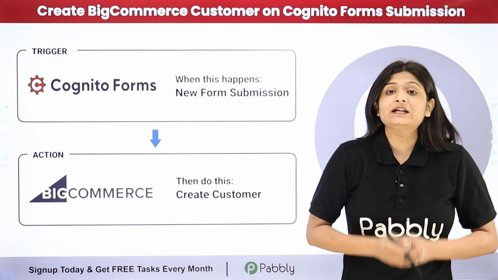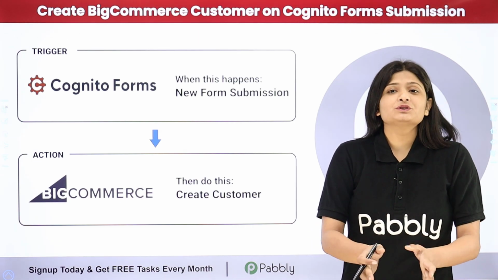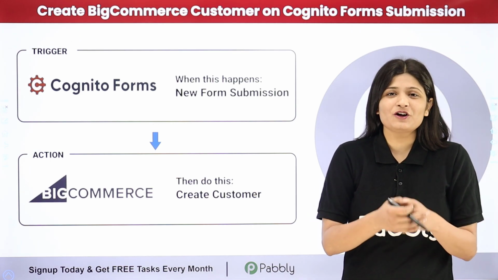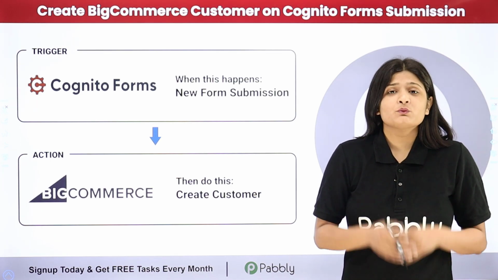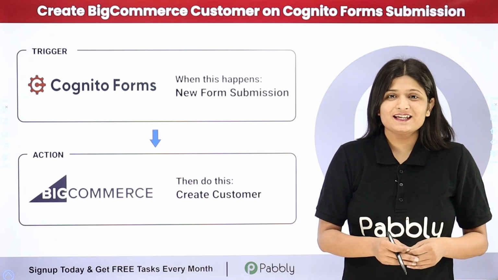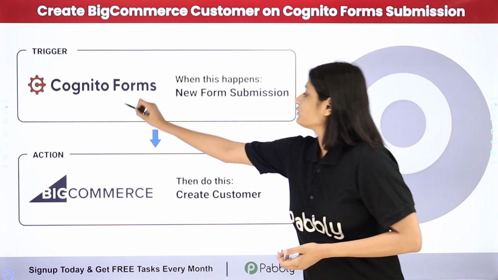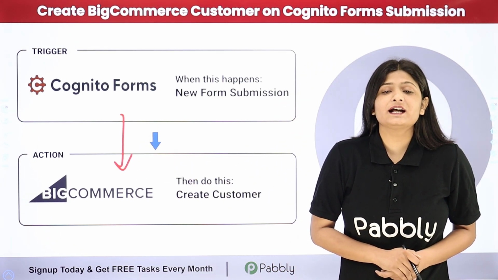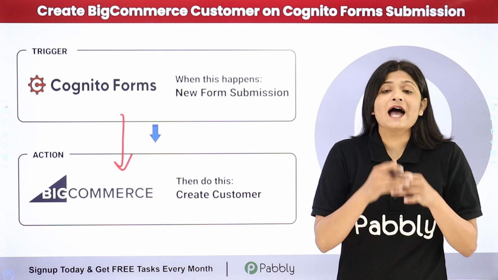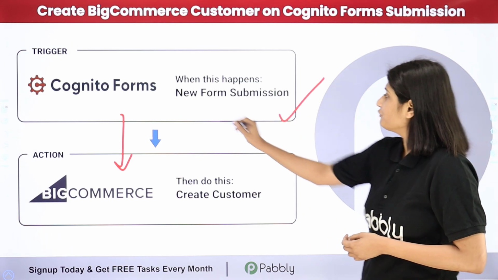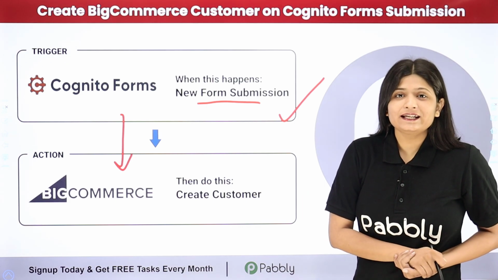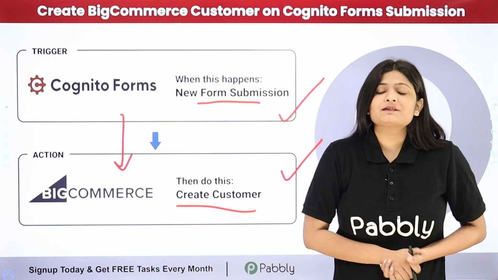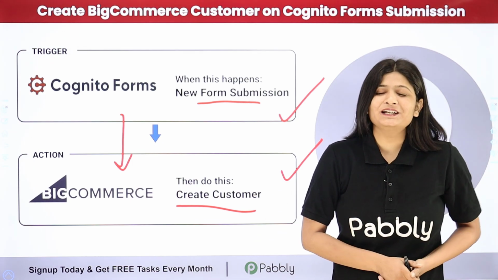So I am going to completely automate this process, and to do this automation I am going to use Pabbly Connect. So Pabbly Connect is an amazing automation and integration software which requires no coding or programming skills. Here I just need to build connection between Cognito Forms and BigCommerce. With the help of Pabbly Connect, I am going to build connection in such a way that whenever I receive new form submission in my Cognito Forms, that will be automatically created as a customer in my BigCommerce account. If you want to learn this amazing automation step by step, then let me take you all to my screen.